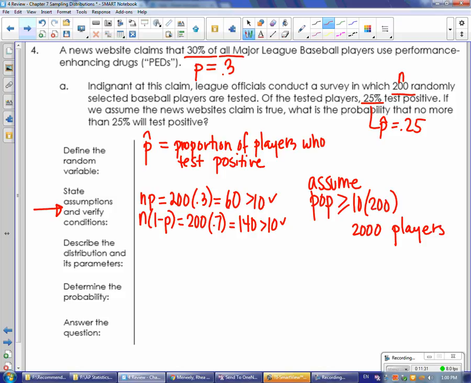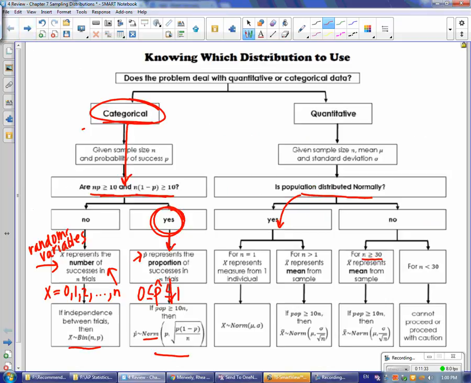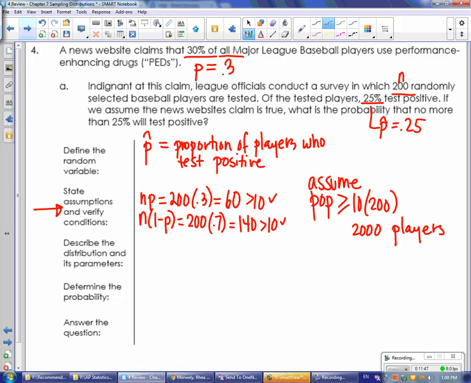Now I want to describe the distribution. So this goes back down into the rest. I can conclude then that p hat is normal, and it's going to have a mean that is equivalent to the population proportion, and my standard deviation I can compute using that formula. So I'm simply going to say p hat is normal. The mean of p hat is my p-value. Remember, that's my population parameter, which is 0.3.